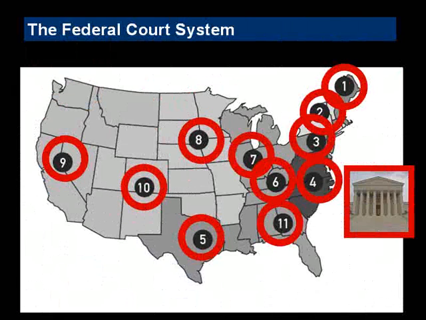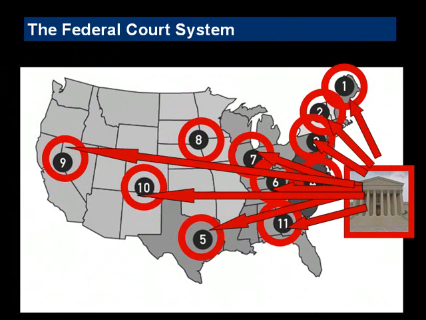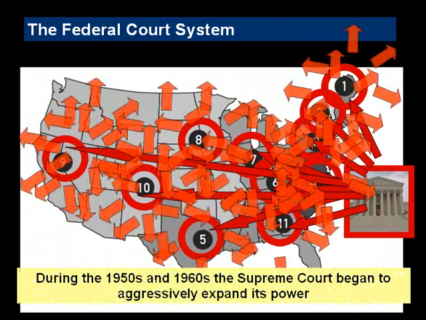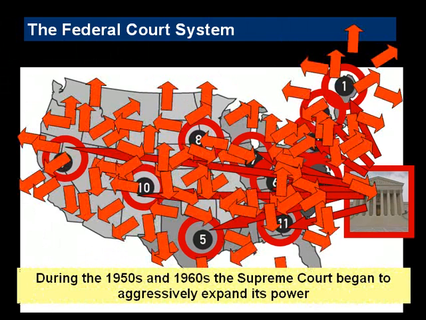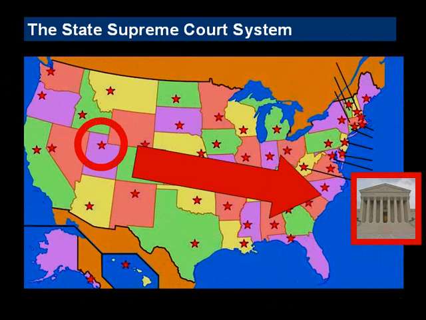The Supreme Court through the federal court system has always been accumulating power. But in the 1950s and 1960s, the Supreme Court began to aggressively expand its power. So in this webinar, we're going to take a look at how one state Supreme Court, the Utah Supreme Court, resisted the expansion and usurpation of power by the Supreme Court and the federal court system.